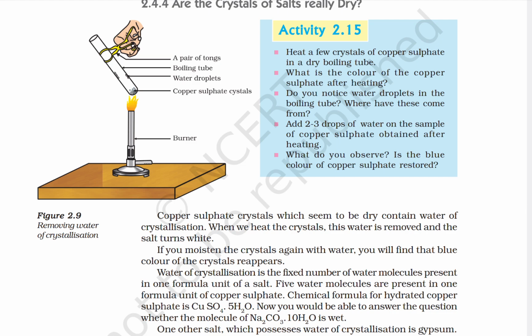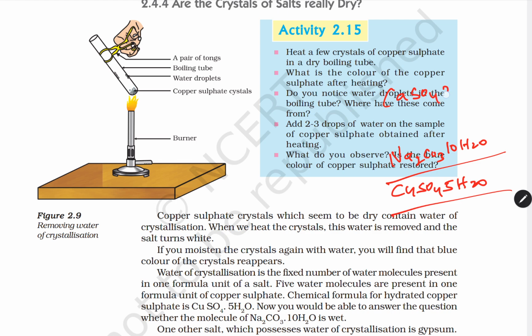For example, copper sulfate pentahydrate you will write as CuSO4·5H2O. The meaning is blue crystals contain 5 water molecules. For example, washing soda, just now we observed, Na2CO3·10H2O. The meaning is it contains 10 water molecules. Gypsum, CaSO4·2H2O, contains 2 water molecules.